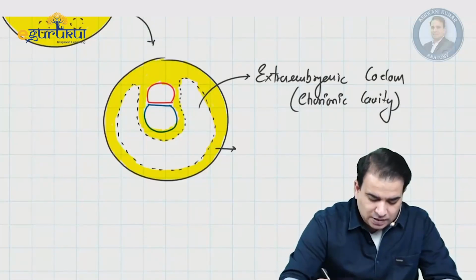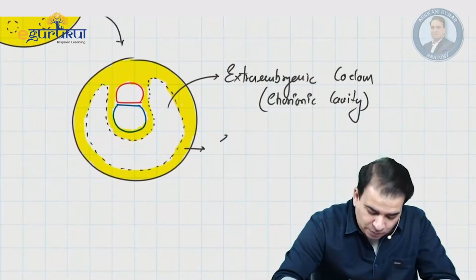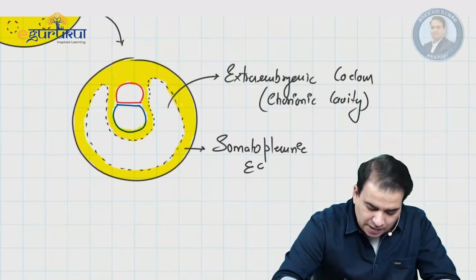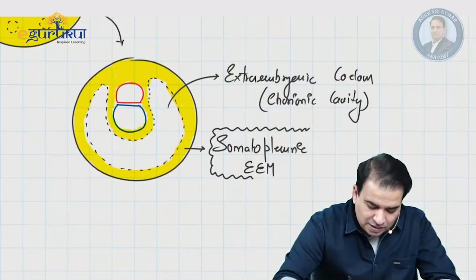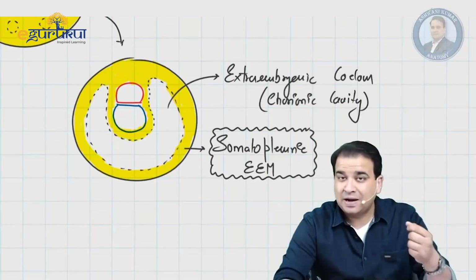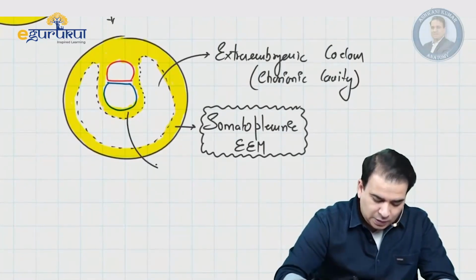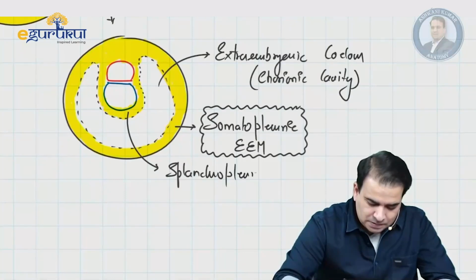Look at this. The one that you see with the trophoblast, guys, this extra-embryonic mesoderm is called somatopleuric extra-embryonic mesoderm. Please remember these terms. We'll be using these terms over and over again in the entire embryology, the words somato and splanchno. That is somatopleuric extra-embryonic mesoderm. And the one that you see with the yolk sac is called splanchnopleuric. This is the splanchnopleuric extra-embryonic mesoderm.